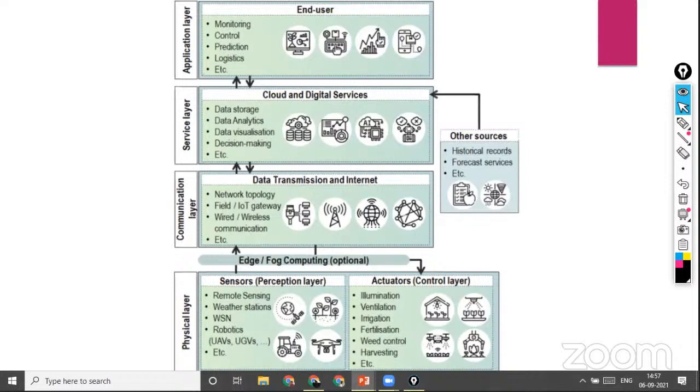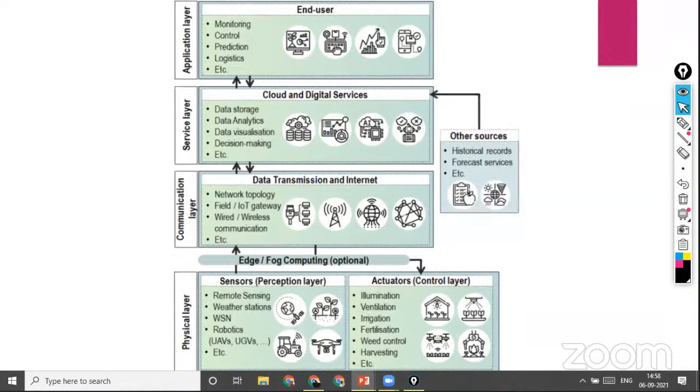So in the physical layer, all the sensors and actuators come in, where the sensors play a key role in collecting the data, and the actuators use some kind of control systems or microprocessors to take actions based upon the data that they are getting from the system. And in the communication layer, we have wired or wireless communication. And in the service layer, you do all this kind of data analytics, visualization, or decision making. We generally call it decision making systems.